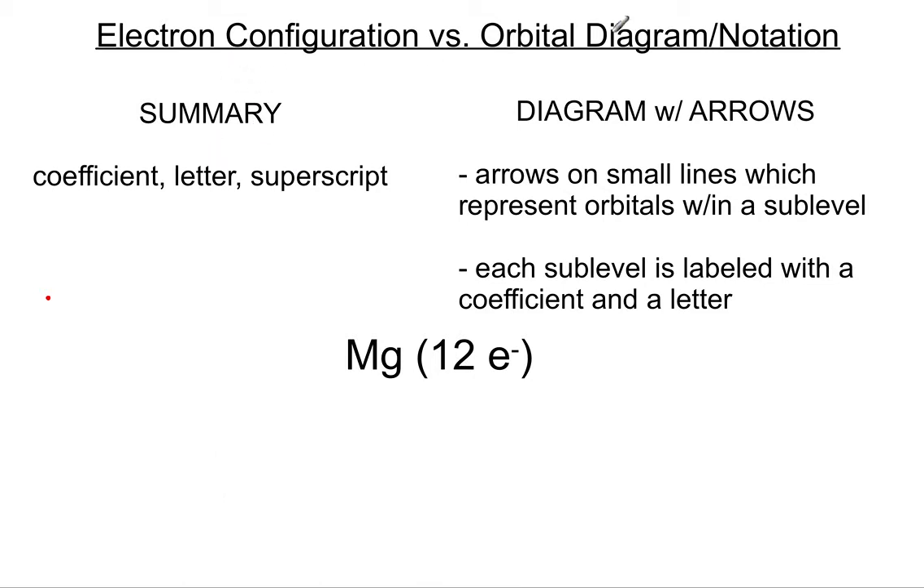Now, the difference between electron configuration and orbital diagrams is that electron configuration is more of a summary. You're going to have coefficients, letters, and little superscripts written up high, whereas orbital diagram or notation, both words can be used interchangeably, is going to be an actual diagram, and there's going to be arrows there. You're going to see what's in the orbitals, and they're obviously electrons, but they're going to be represented with arrows. So the summary is going to have coefficients, letters, and superscripts. The diagram with arrows, orbital diagram, is going to have arrows on small lines which represent the orbitals, and each sublevel is going to be labeled with a coefficient and a letter underneath it or below it.